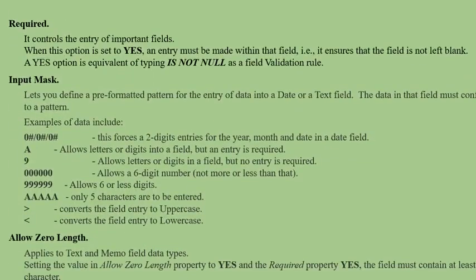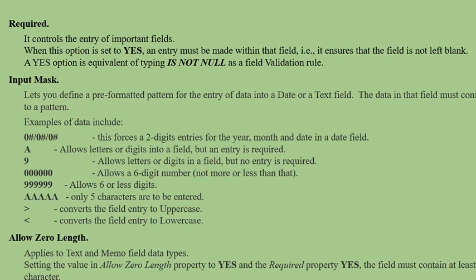Then required. It controls the entry of important fields. When this option is set to yes, an entry must be made within that field. That is, it ensures that the field is not left blank. A yes option is the equivalent of typing "is not null" as a field validation rule. That means it cannot be left blank.